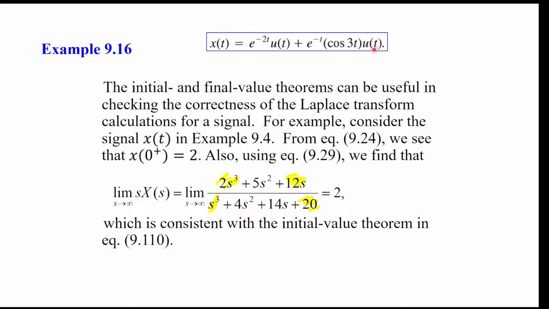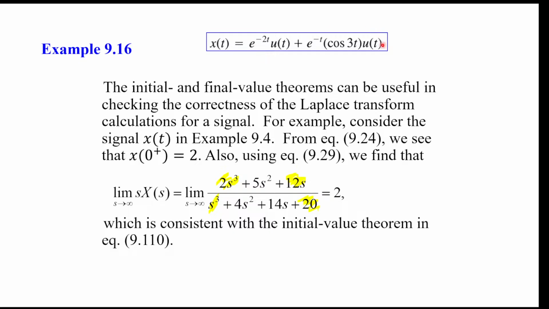So when t goes to 0 plus, this part gives you 1, and this part gives you 1, and 1 plus 1 equals 2. So you see the initial value checks out. And for the final value, you want to take this thing when it goes to infinity. So the upper term becomes 0 and the lower term becomes 20. You have 0 divided by 20, which is 0.